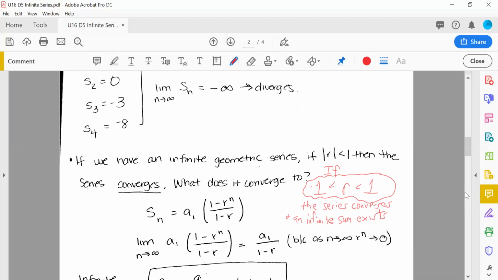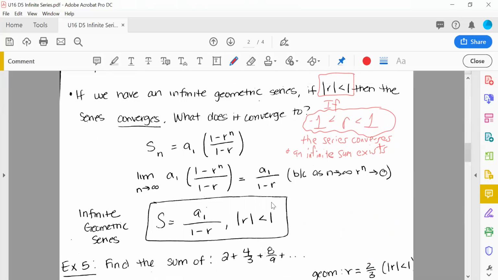And once you establish that R is between positive 1 and negative 1, and by the way, that's exactly what Mrs. Middleton wrote right here. The absolute value of R has to be less than 1. It's exactly correct, and this is just another way to write it. And your formula, I'll put it in a wavy circle, is right here. As long as your R value is between positive and negative 1, an infinite sum exists, and that's the formula. The first term divided by 1 minus R. Piece of cake. All right, so let's do it.